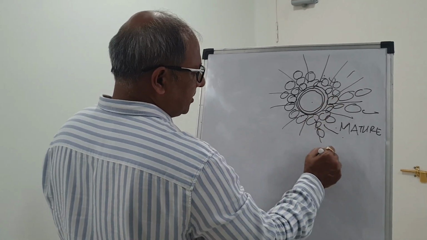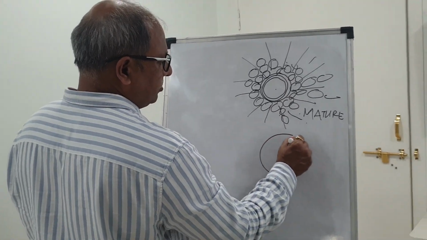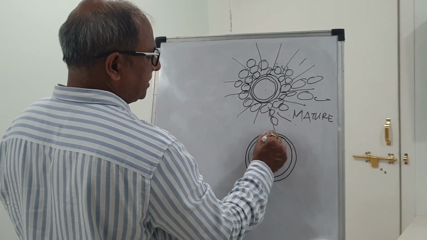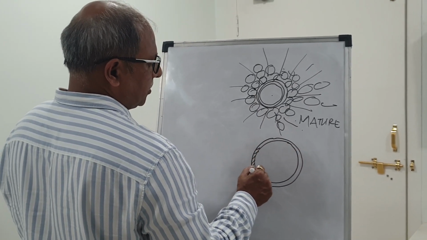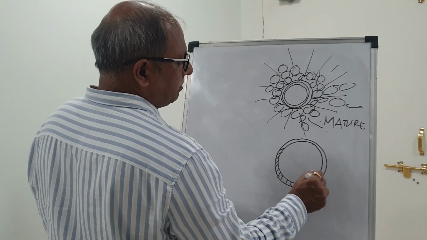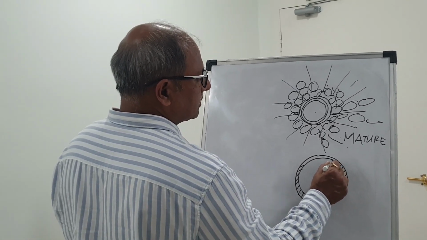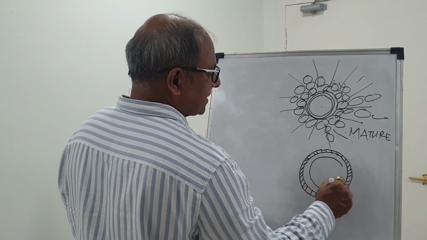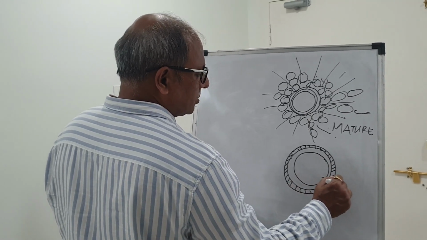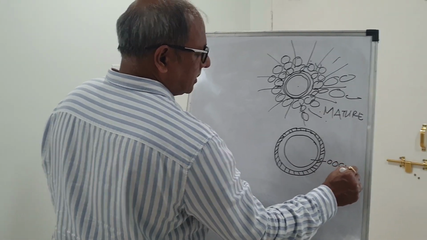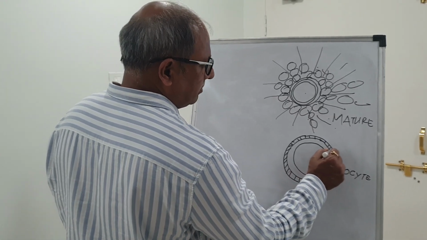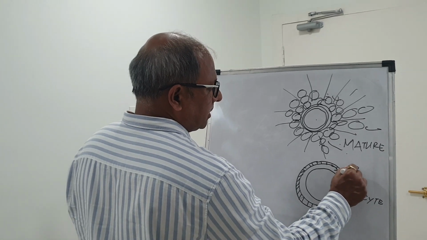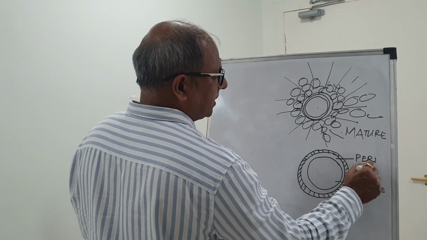The same egg, when it is denuded, the next thing it looks like is, you remove the corona, and this is the covering, which is a zona pellucida. Pellucid means translucent. Inside the pellucid zone there is a cell. This cell is the oocyte. This oocyte has a covering, and in between there is a space which is called the perivitelline space.